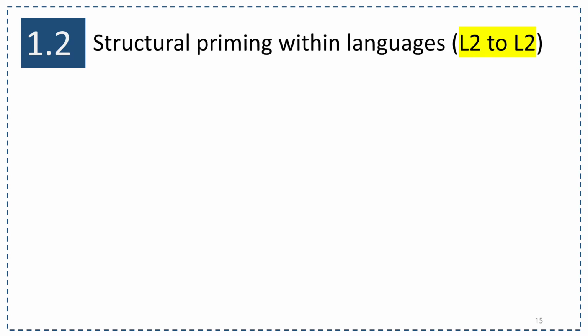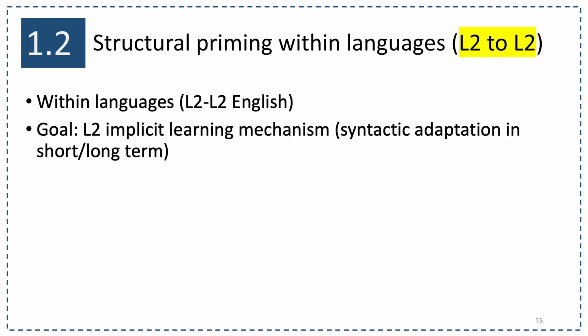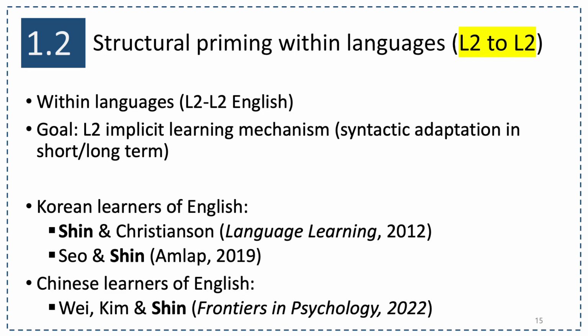Now let's talk about structure priming within languages, that is L2 to L2 priming. Structure priming can be used within languages to see L2 implicit learning mechanisms, in particular, syntactic adaptation in the short term or long term. Here are my L2 syntactic priming studies with Korean learners of English, for example, Shin and Christensen 2012 and Seo and Shin 2019, and also Chinese learners of English, for example, Wei, Kim and Shin 2022.